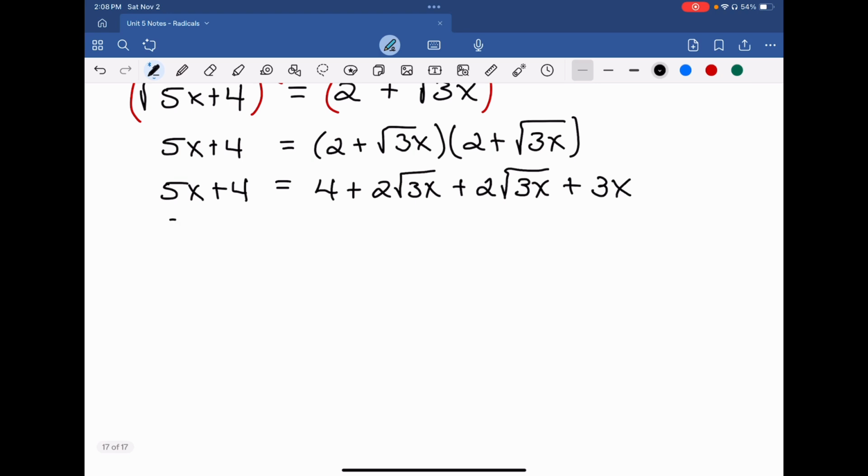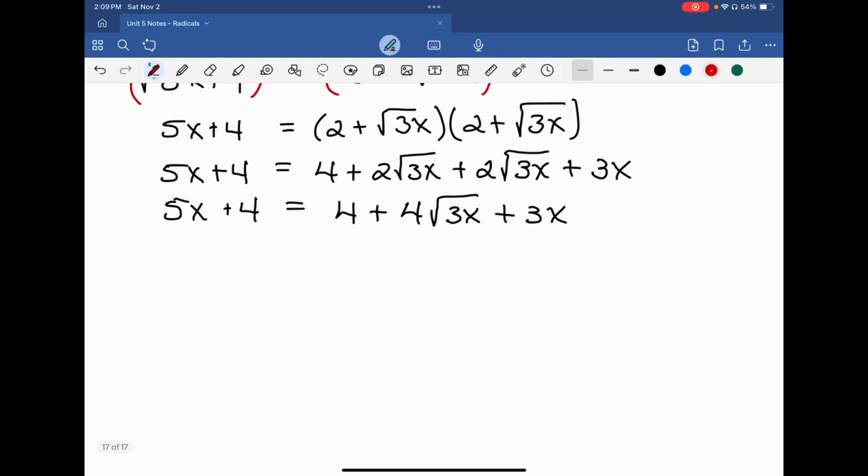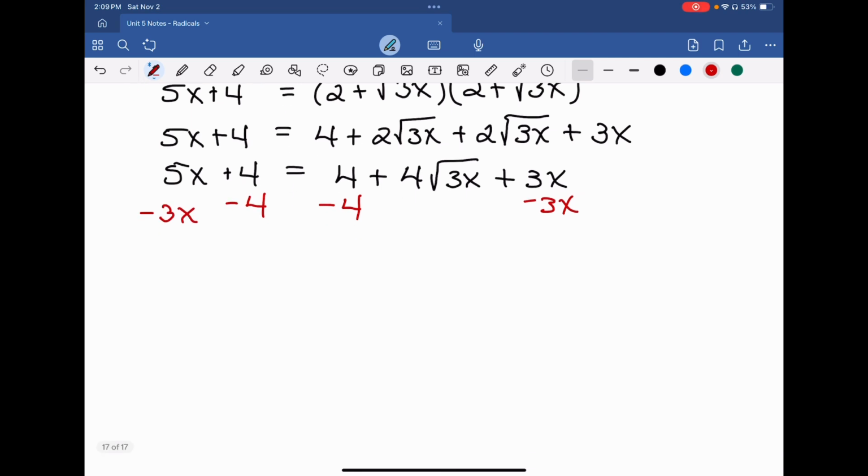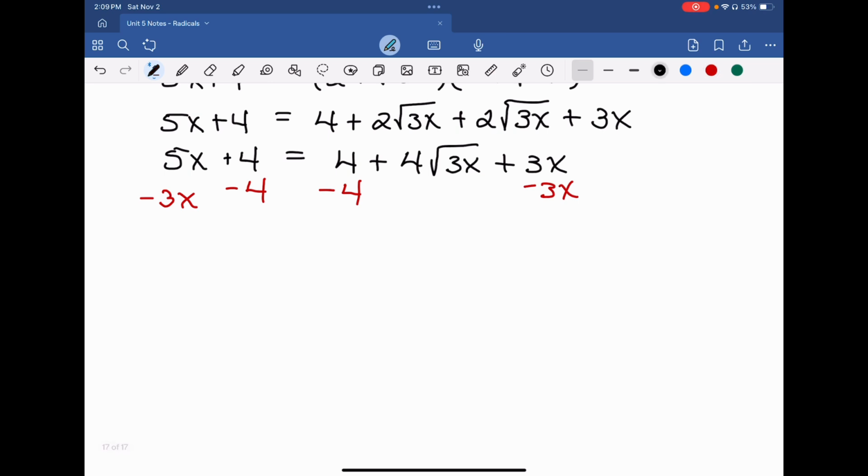Now what I'm going to do is combine some terms together. So this is, again, just 5x plus 4 on my left-hand side, which is equal to 4 plus 4 root 3x plus 3x. Now, before I take the second square root, let's just make sure we get rid of the 3x from both sides and get rid of the 4. So I'm going to go minus 4 and then minus 3x from both sides. When I do this, it's going to cancel it from the right-hand side, and I get 5x minus 3x is 2x, which is equal to, because 4 and negative 4 will cancel, this gives us 4 square root of 3x over on this side.